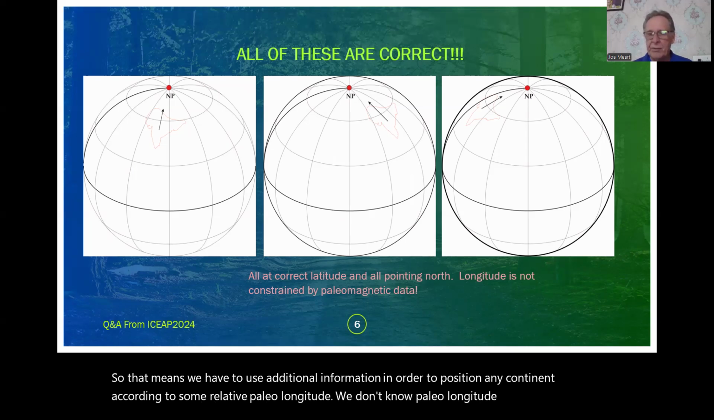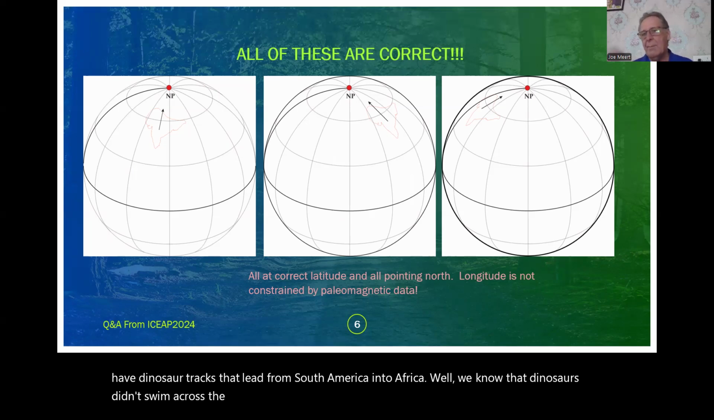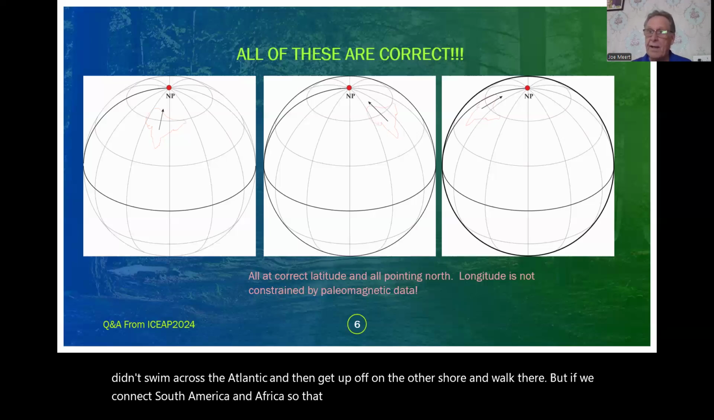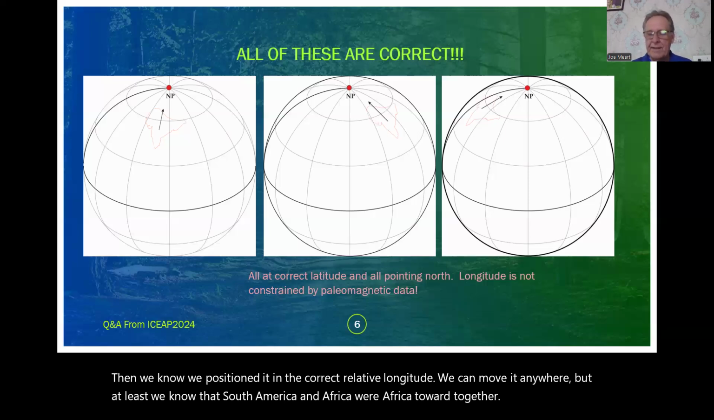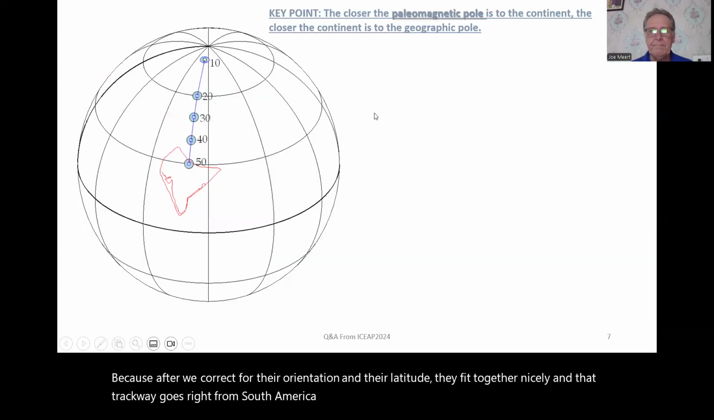But let's say we have dinosaur tracks that lead from South America into Africa. Well, we know that dinosaurs didn't swim across the Atlantic and then get up on the other shore and walk there. But if we connect South America and Africa so that our trackways line up, then we know we positioned it in the correct relative longitude. We can move it anywhere, but at least we know that South America and Africa were together, because after we correct for their orientation and their latitude, they fit together nicely, and that trackway goes right from South America into Africa. All right.